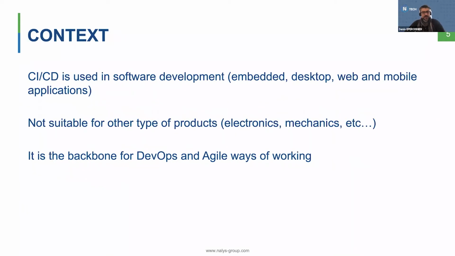The context. So where do we use that? We typically use CI/CD in software development, being embedded, desktop, web, or mobile applications. It is not really suitable for other type of products. Well, anything with physical parts is a bit more difficult, a bit less practical for CI/CD systems. So electronics and mechanics are out of the scope. And basically, CI/CD is the backbone for DevOps and Agile way of working. It is there to support the activities and make them efficient.